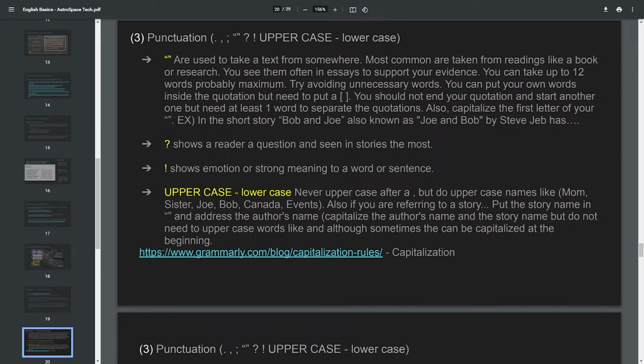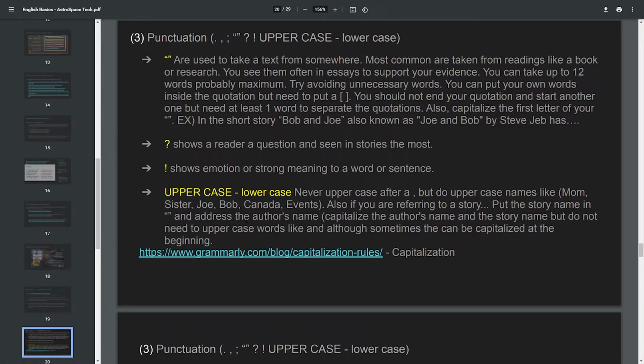A question mark shows a reader a question and is seen in stories the most. An exclamation mark shows emotion or strong meaning to a word or sentence. Uppercase or lowercase: never uppercase after writing a comma, but do uppercase names like Mom, Sister, Joe, Bob, Canada, and events. Also, if you're referring to a story, put the story name in quotations and address the author's name. Capitalize the author's name and the story name, but do not uppercase words like although. Sometimes they can be capitalized at the beginning.